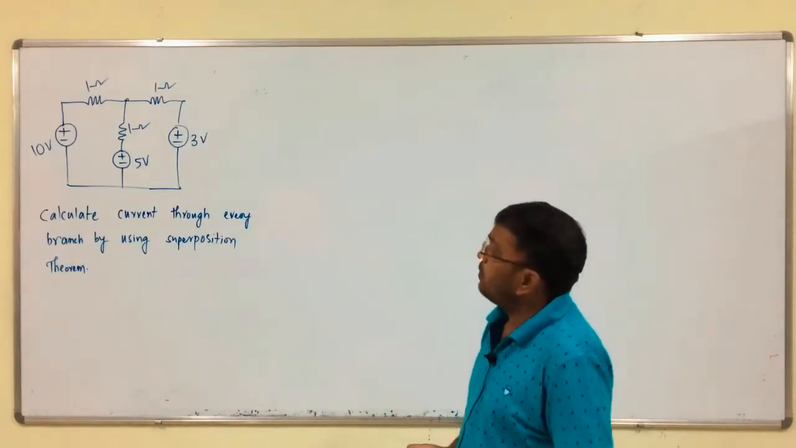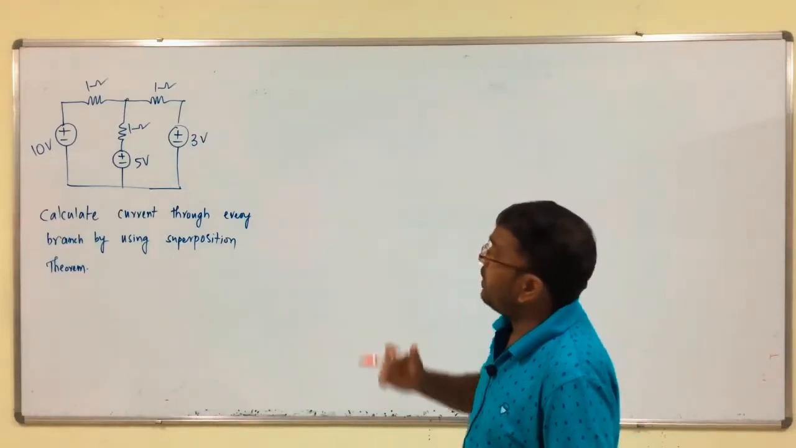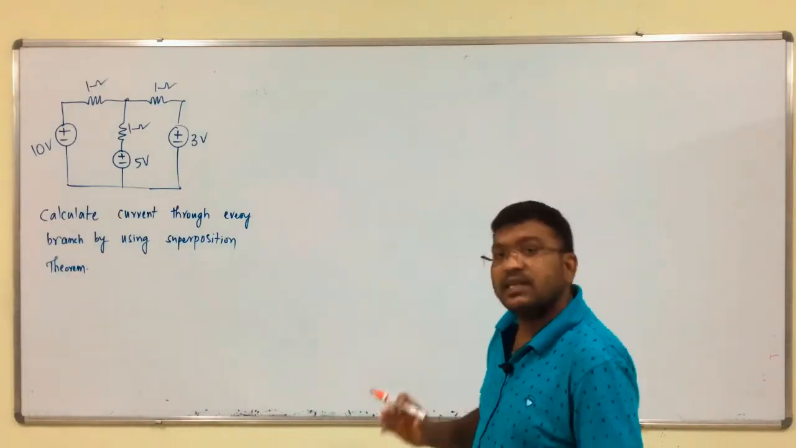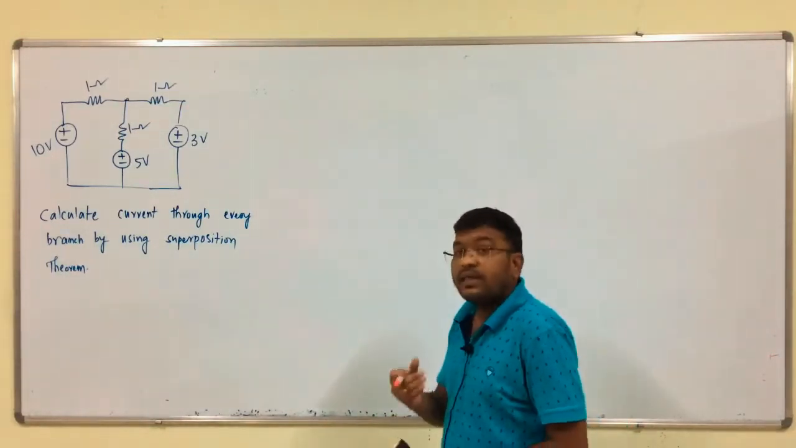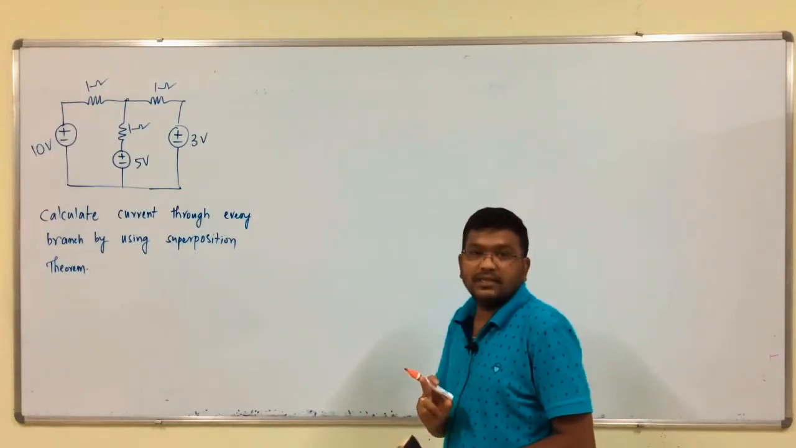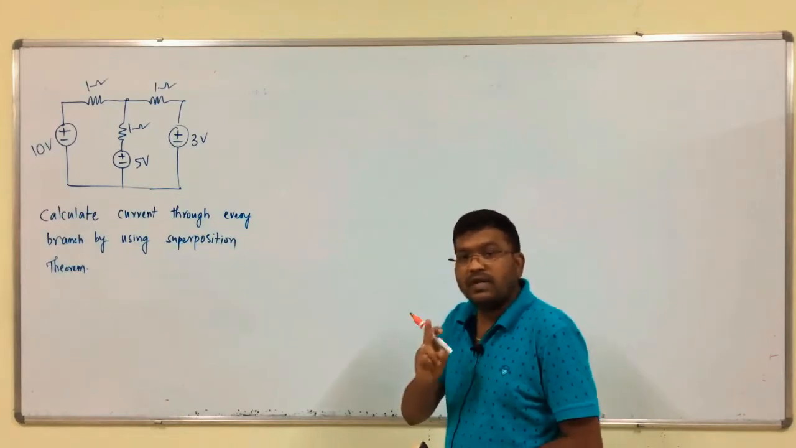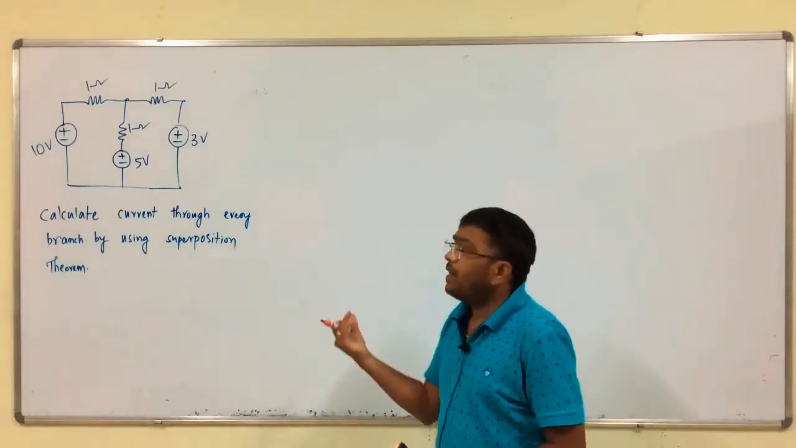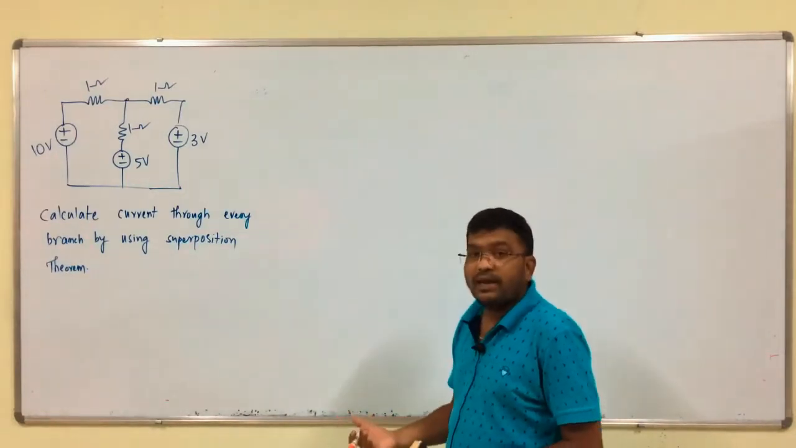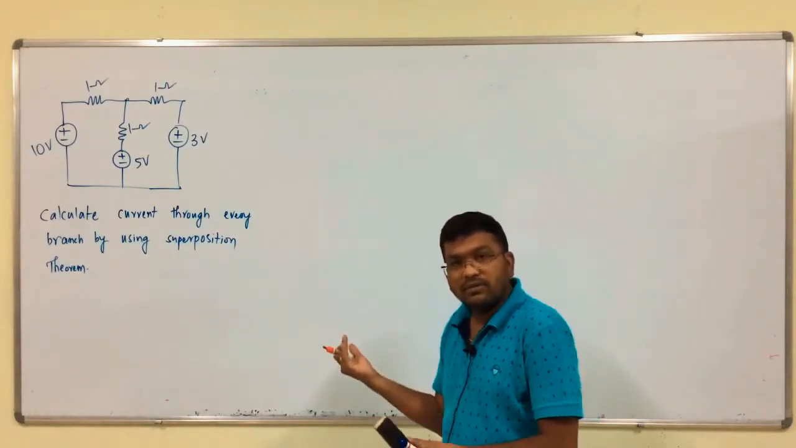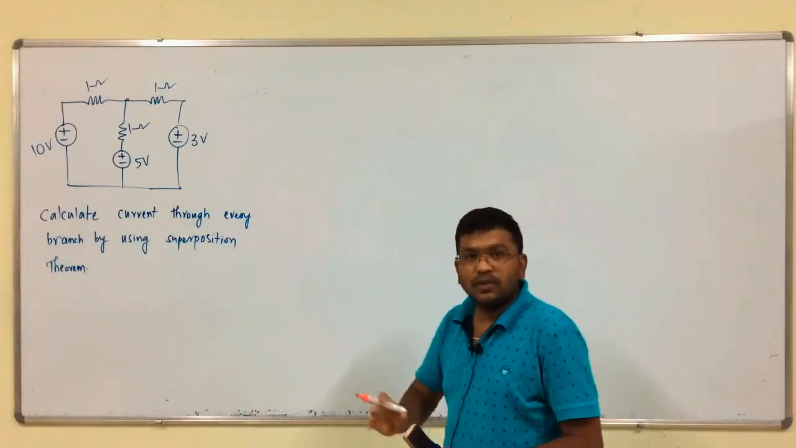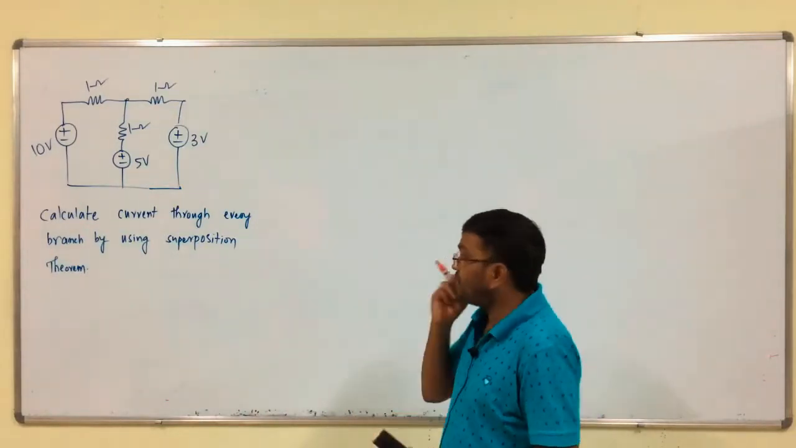Before starting the problem we have to understand how many voltage sources or independent sources are present in the circuit. Here we have 3 independent voltage sources, so obviously we are going to get 3 cases. In each case only one source should be active, and the remaining 2 sources should be deactivated. Like this we have to calculate the current in every case. At last we have to add or subtract based on the current directions. Okay, now let us start the problem.